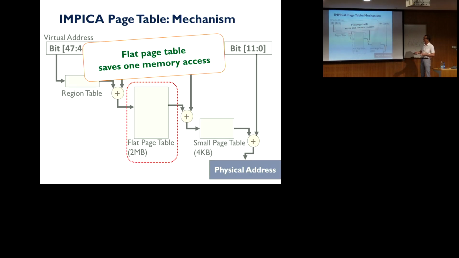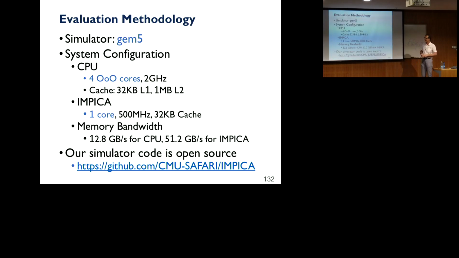Okay, flat page table saves one memory access. So there's optimization that's employed over here, which you can read in the paper. I don't think it's really super interesting, frankly. It's something that you need to do. And there's no super big idea over here also. But it works, at least for the workloads that we've examined.